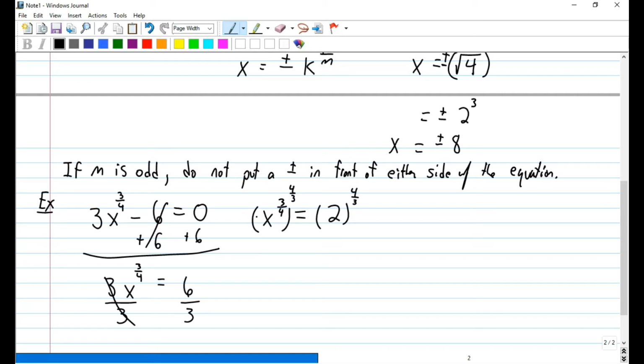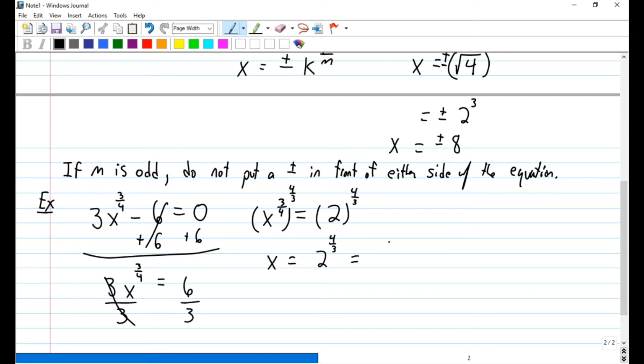Alright, so on the left side, when you multiply those powers, you get 1. So I just have x to the first equals, I am not going to put a plus or minus because I'm not supposed to. And so I have 2 to the 4/3 power. Now, you may see your answer written as that, but technically there is a way to simplify that if you want to get technical.